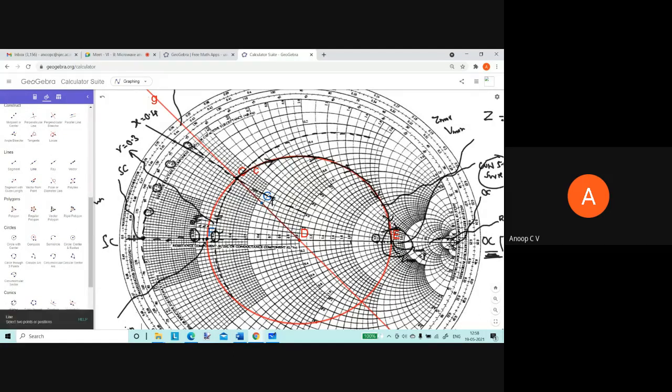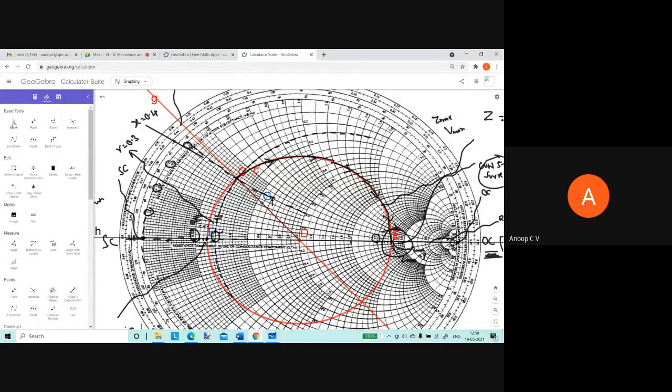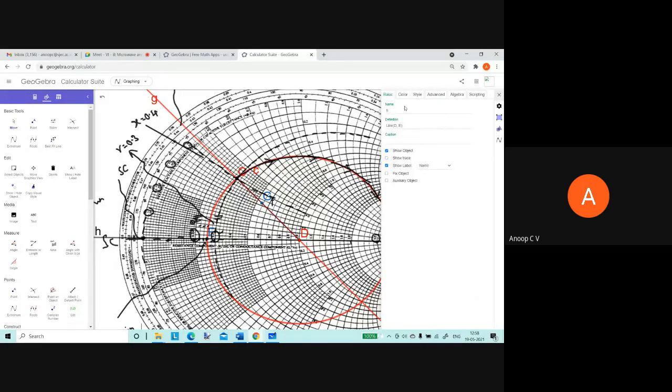I'll take a line segment and join D and E and interpolate it. Then I'll change the color. You won't be able to see that color now because it's the same as black. So I'll select it here, change the color to red, and increase the thickness.